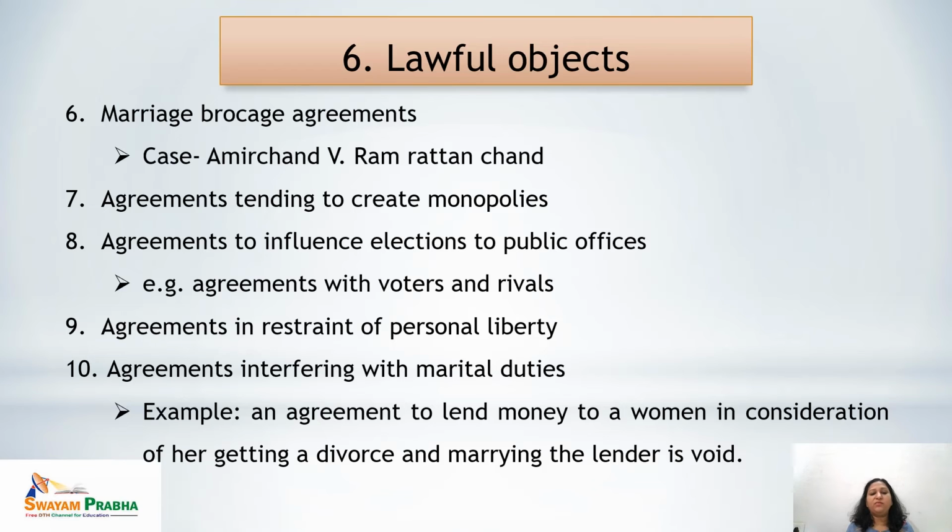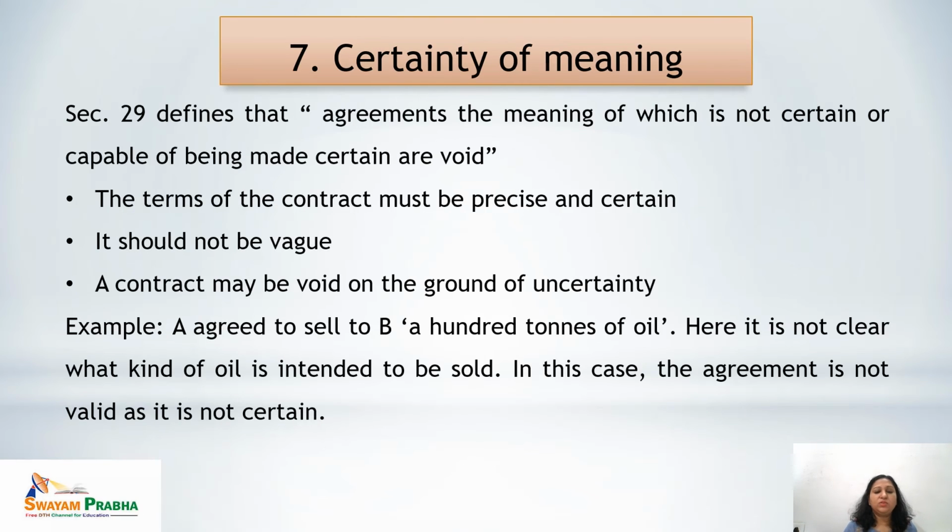Next is agreements interfering with marital duties. If any agreement interferes with the marital duties of a married couple, that is against public policy. Let's take an example. An agreement to lend money to a woman in consideration of her getting a divorce and marrying the lender is void, because this agreement interferes with the marital duty of a woman to be faithful to her husband. So till now we have discussed the lawful object: there must be a lawful object in the contract to make it a valid contract.